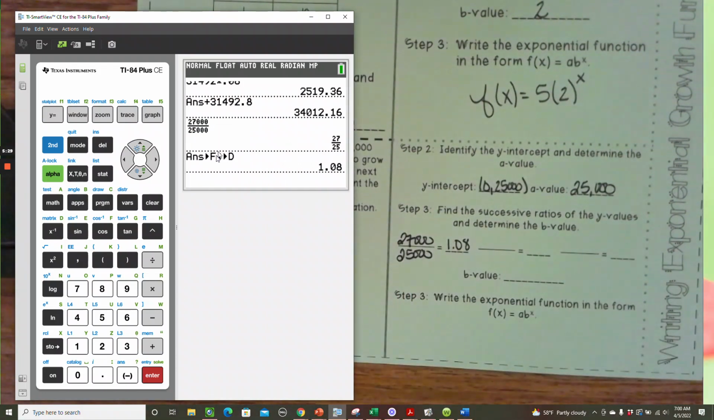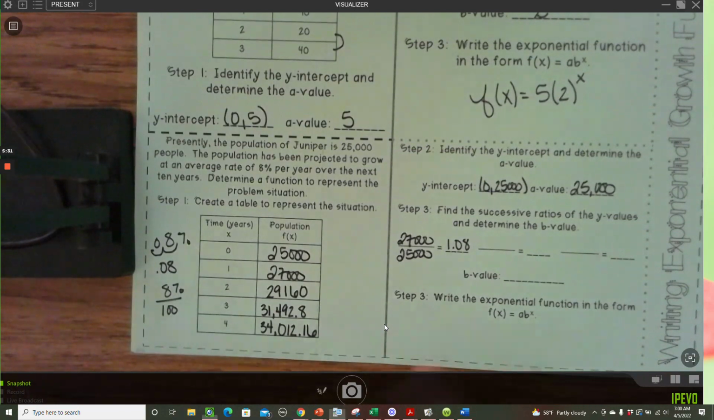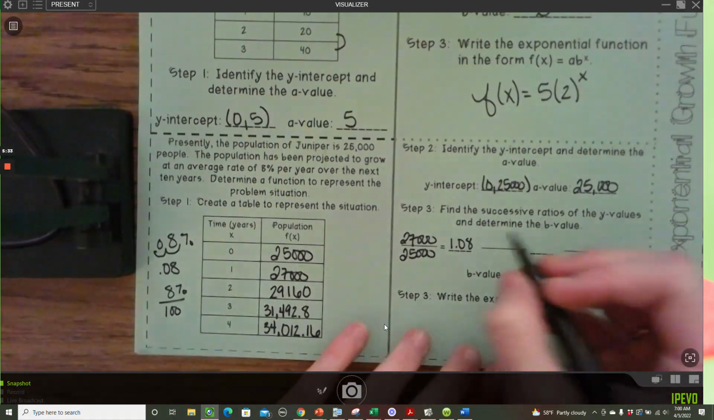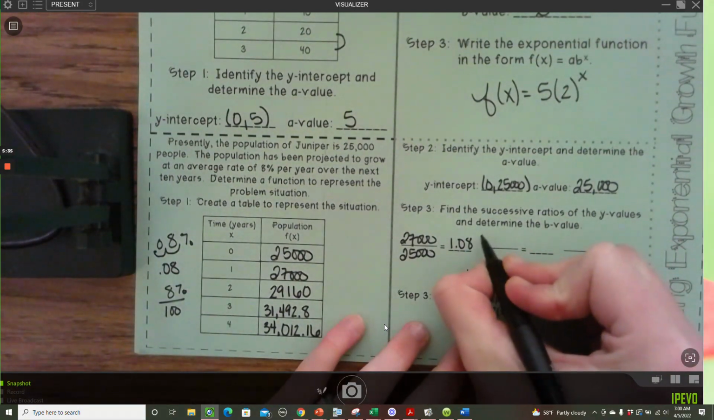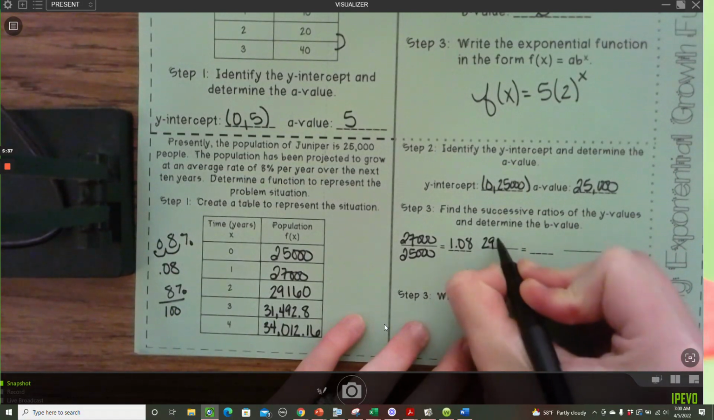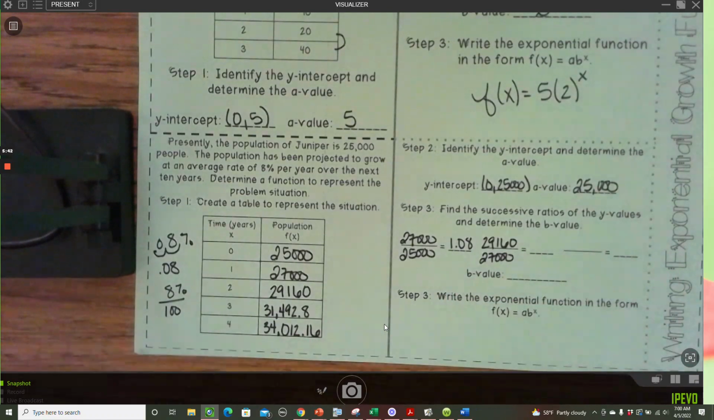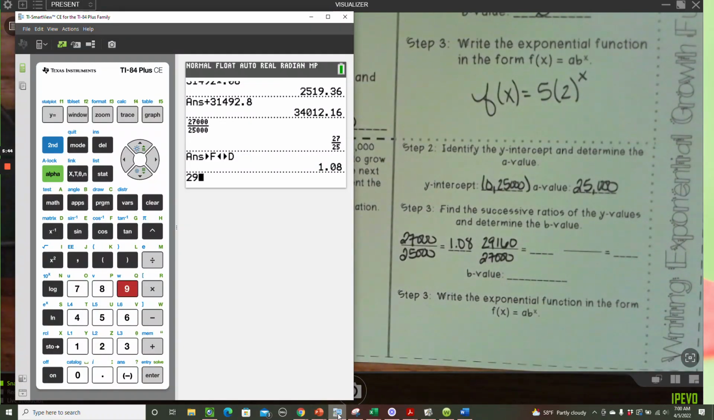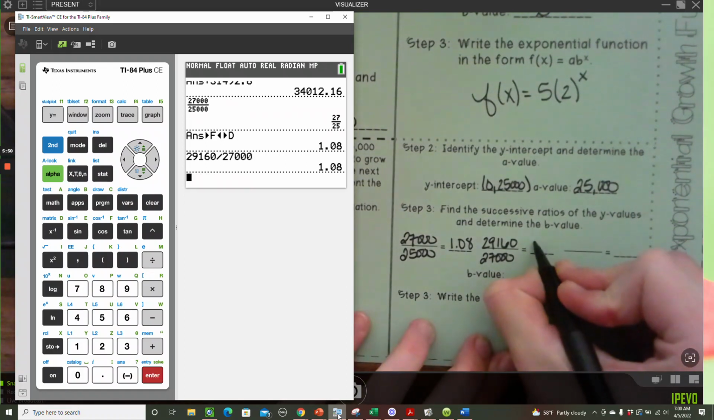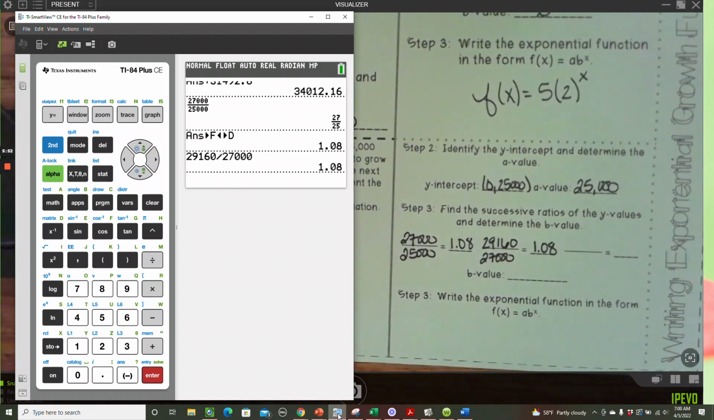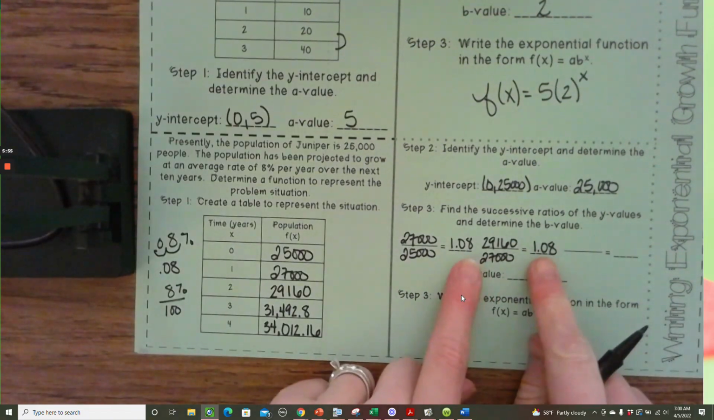0.8. Or into a decimal, I'm sorry. Because this is the form that we need to write the equation. So for the next one, I would do 29,160 over 27,000. And the other thing that you can do is just divide it. 29,160 divided by 27,000. This will simplify it and convert it to a decimal. And every time you do this, the value should be the same.